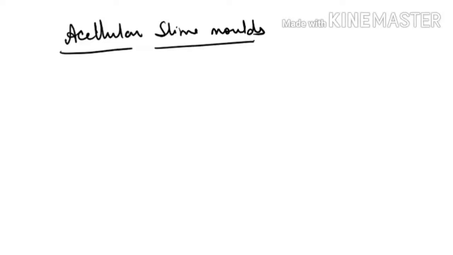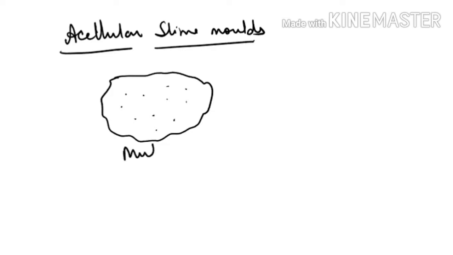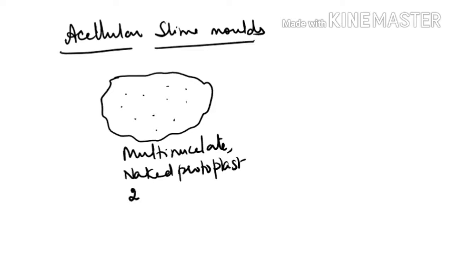Now see acellular slime molds. The main body of the acellular slime mold is multinucleate. This is a multinucleate body and it is acellular because it is not making any cell. So we will say it is multinucleate. There is no cell wall, so it is a naked protoplast only because they don't have a cell wall. And ploidy is 2N. The diploid body is known as plasmodium.